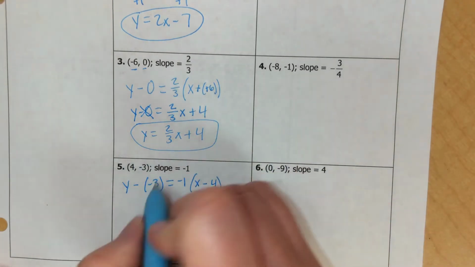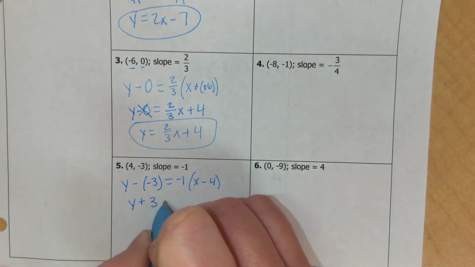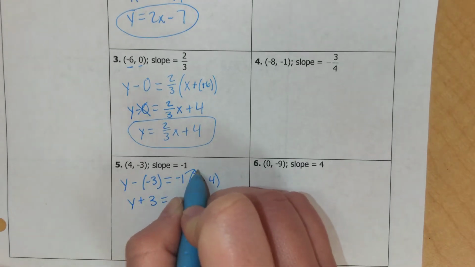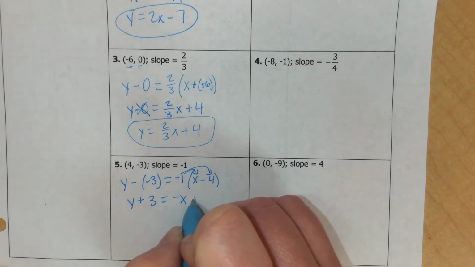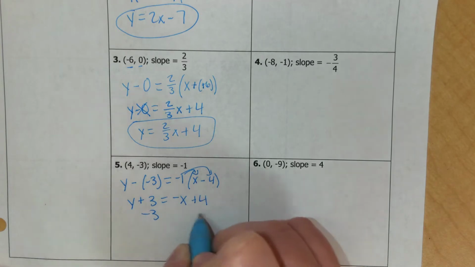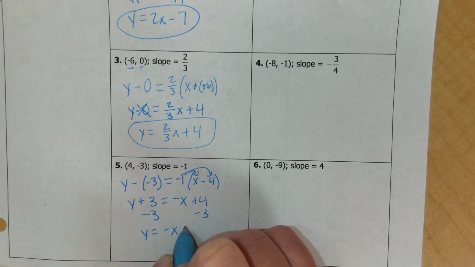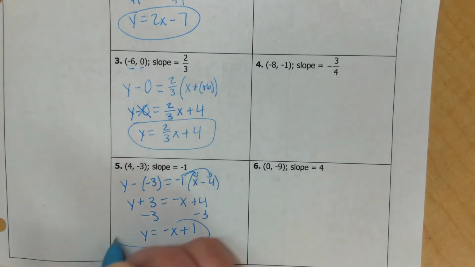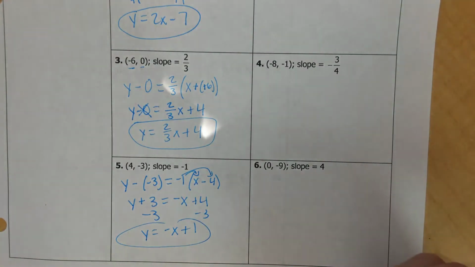And so I'm going to go ahead and simplify this. I'm going to make sure this minus a negative becomes a positive 3, and then I'm going to distribute this. -1 times x is -x. -1 times -4 is a positive 4. And then just to get my y by itself, I'm going to subtract 3. So y is equal to -x plus 1. Okay, so those are just a couple of examples.